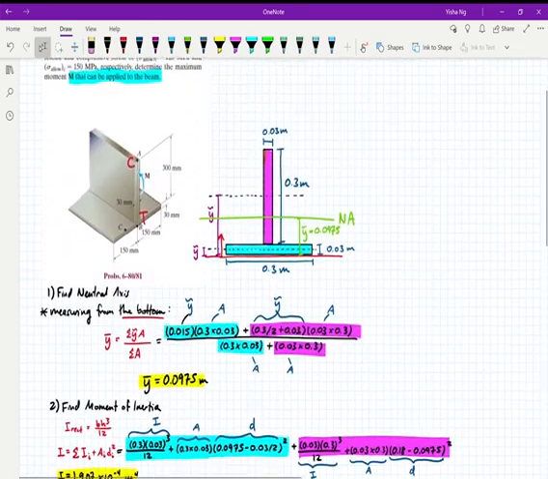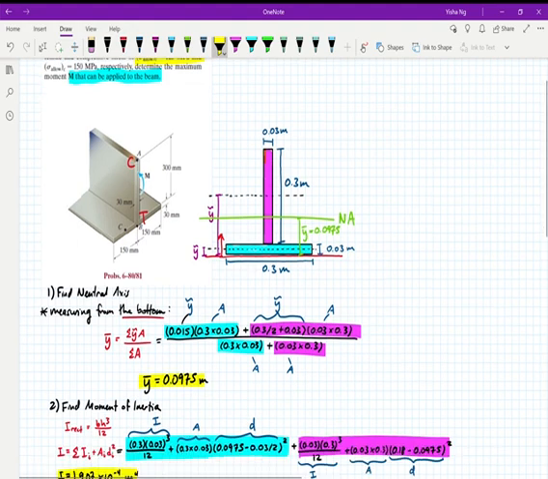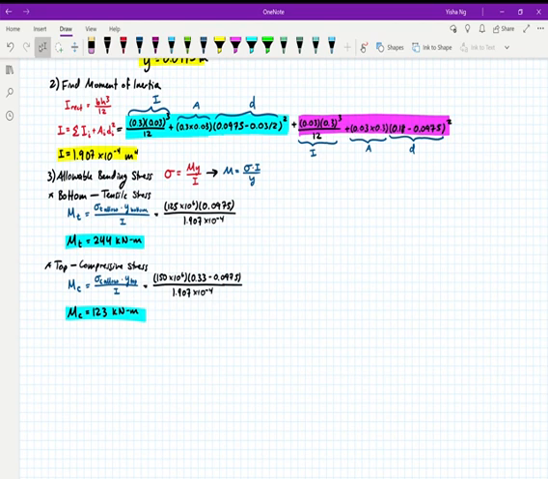We know that the bottom is in tension, so I'm going to use the value that's given to me for tension, which is that the allowable stress for tension is 125 megapascals. I'm going to plug that into this equation. Moment is equal to allowable tensile stress, 125, multiplied by y, which is the distance from the neutral axis to the bottom, 0.0975, divided by I for the whole beam. I'm going to get a value for the moment here.